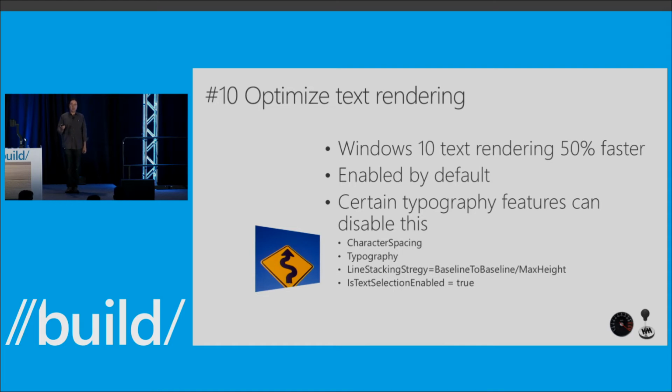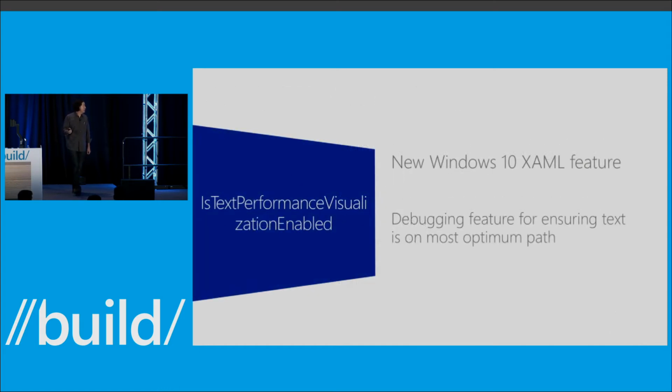The good news is you don't have to struggle too hard to figure out whether this optimization is on or off. We've added a debug settings flag: is text performance visualization enabled? Thank God for IntelliSense. You set this to true in your app, and then all the text in your app will render in a bright green color if it's on the optimal code path. So our recommendation, particularly in data-bound and text-heavy scenarios, is to turn this on and make sure all your text is bright green. If it's not, start looking at whether you're using any obscure typography features, and then turn those off or reevaluate. Apply the Zen of performance.